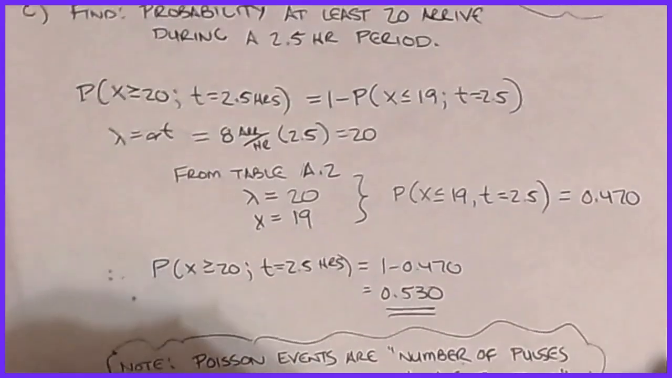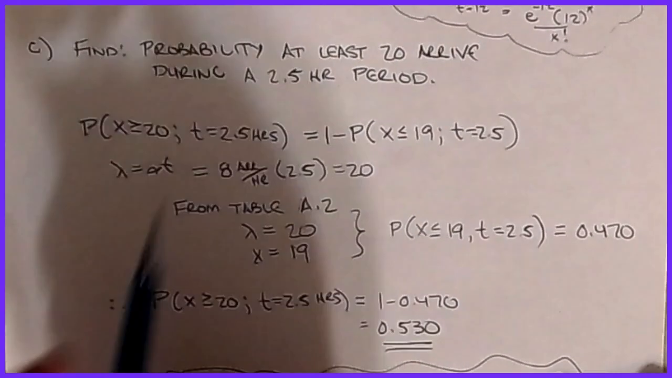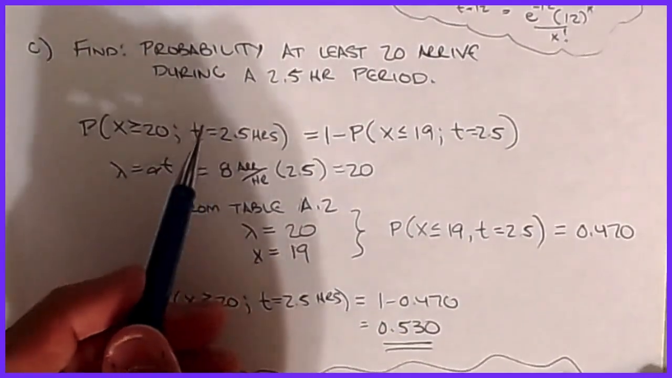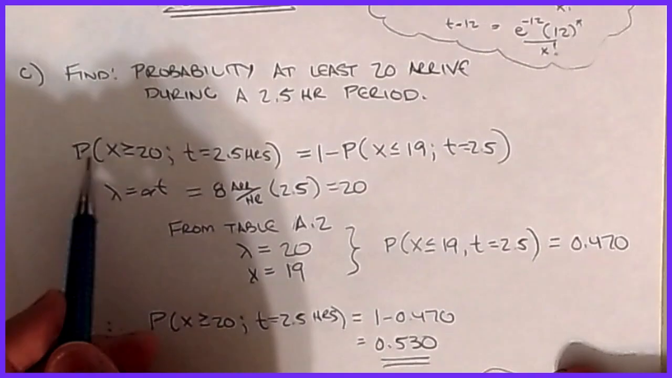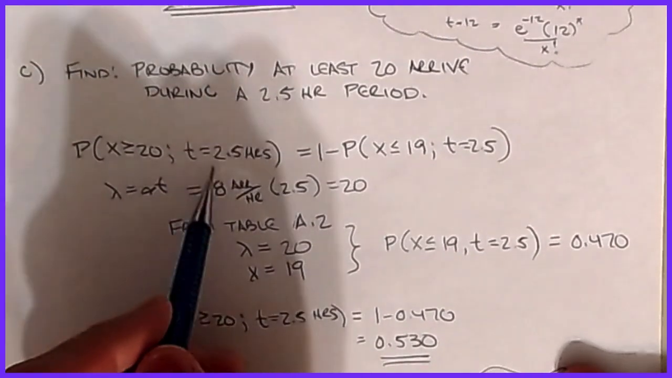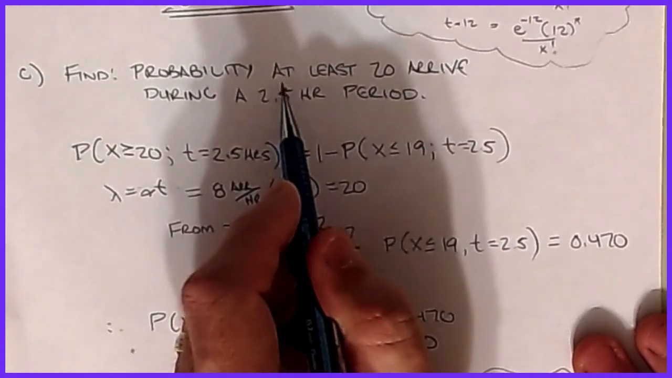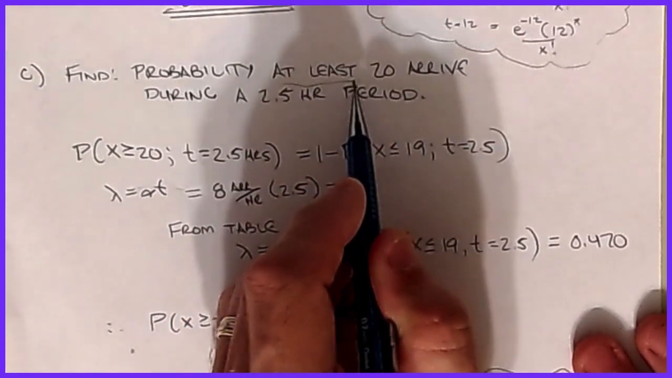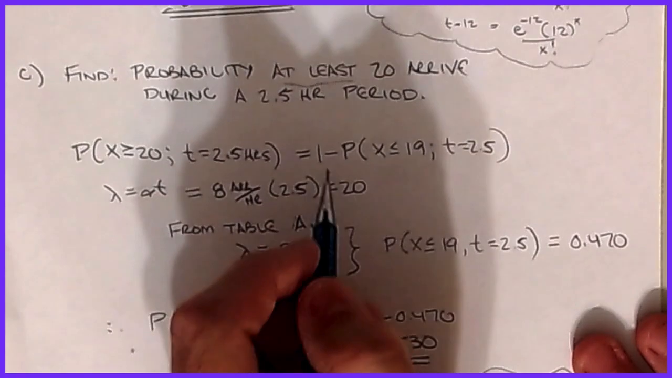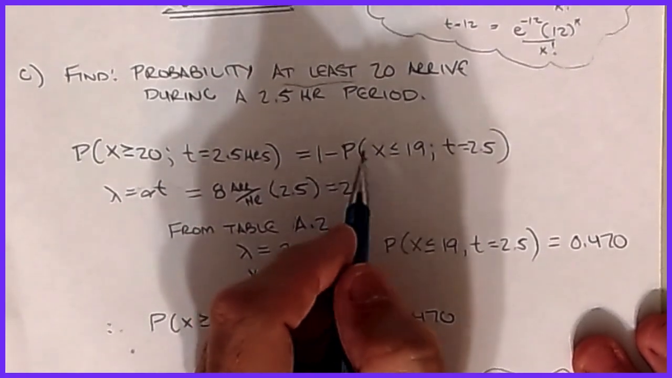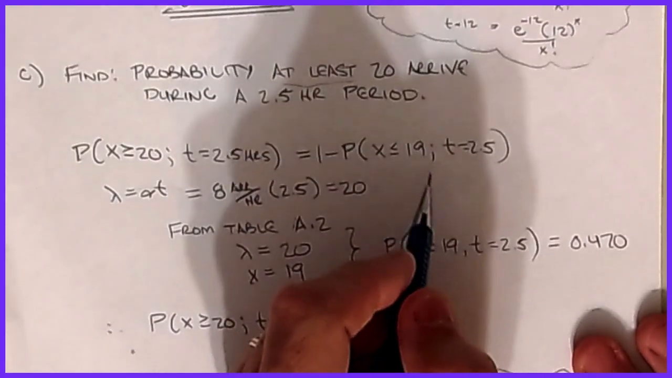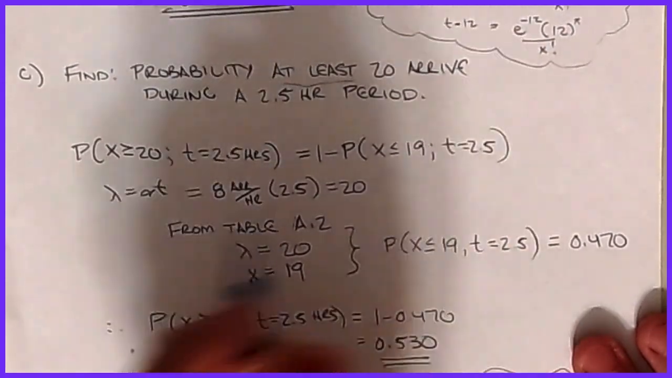Okay. So then you can come in and ask, what's the probability that at least 20 arrive during a 2.5 hour period? We would write that as the probability of x greater than or equal to 20, with my time being 2.5 hours. And we're looking at keywords. At least tells me I want to flip this to make it a CDF. So we're going to look at 1 minus the probability that x is less than or equal to 19, t equal to 2.5.